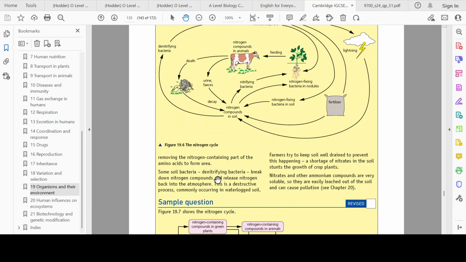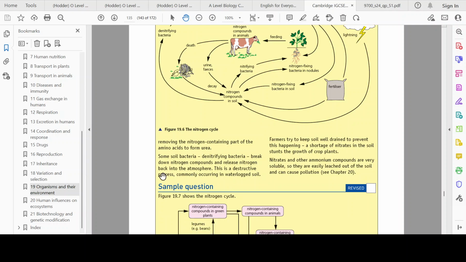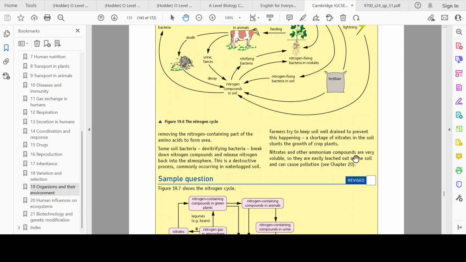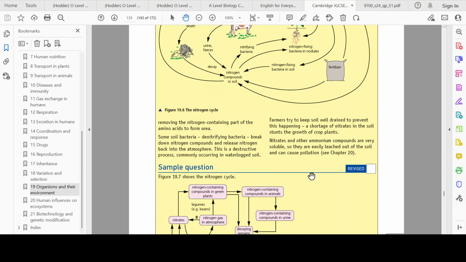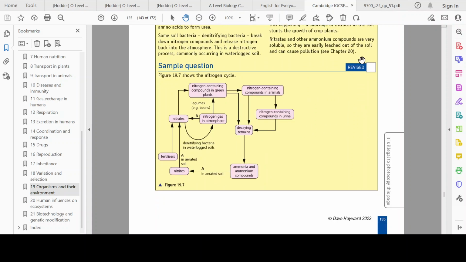Some soil bacteria, denitrifying bacteria, break down the nitrates and release nitrogen back into the atmosphere. This is a destructive process commonly occurring in waterlogged soils, when there's a lot of water in the soil. Farmers try to keep the soil well drained to prevent this from happening, because if nitrogen is going back into the atmosphere, the levels of nitrogen in the soil drop, and the plants are affected. Nitrates and other ammonium compounds are very soluble and easily leached out of the soil, and can cause pollution. That leads to eutrophication, which is given in the next chapter.